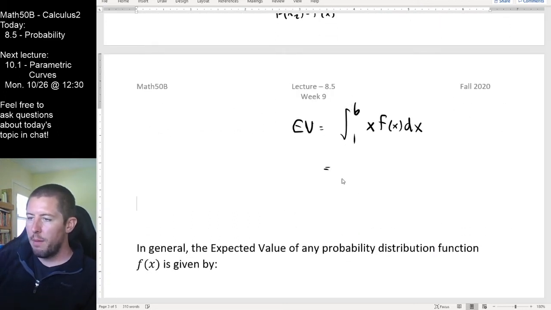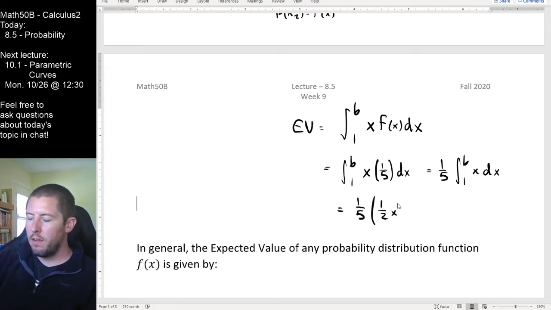So it looks like our computation here is from 1 to 6. We're going to get x times 1/5, just the constant, dx. So that's really just 1/5 times the integral from 1 to 6 of x dx. And so we can easily compute this. This is 1/5 times 1/2 x squared, evaluated from x equals 1 to x equals 6.